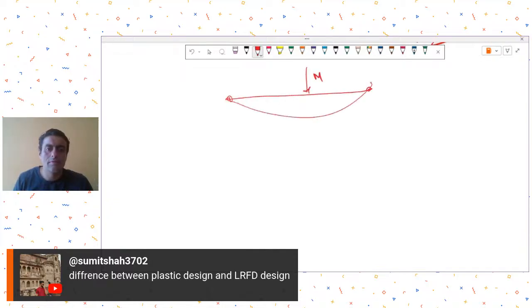See, plastic design means that, let's say, you apply a load, a UDL, and you get a moment in a simply supported beam as WL square by 8 maybe. In a fixed end beam, you apply some load and you get some moments.